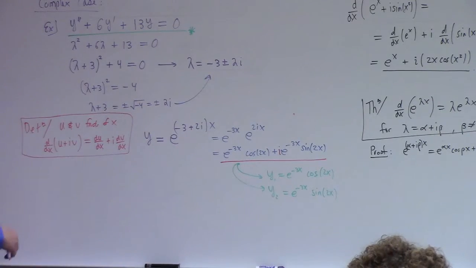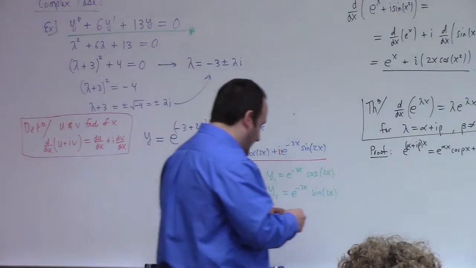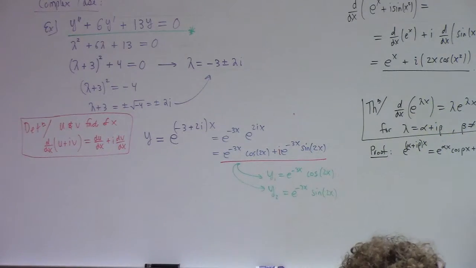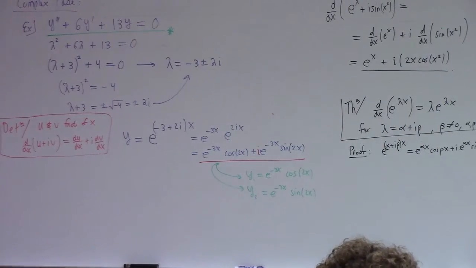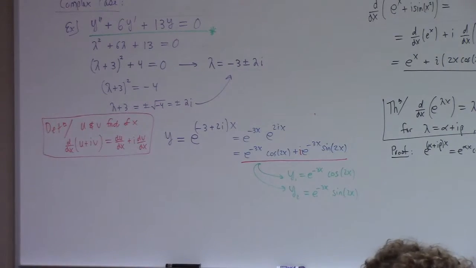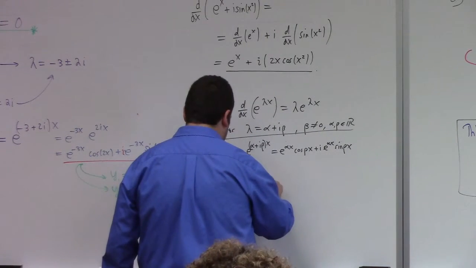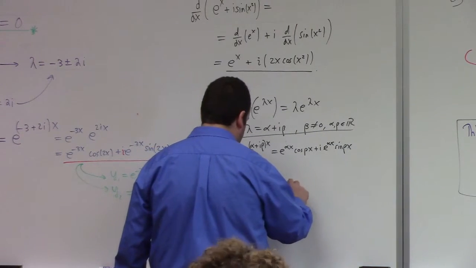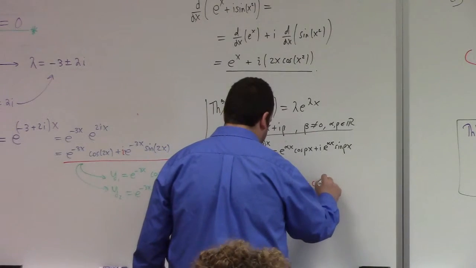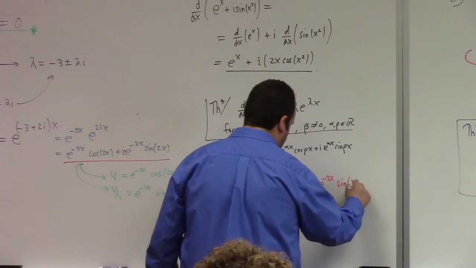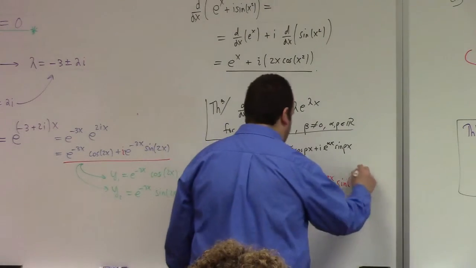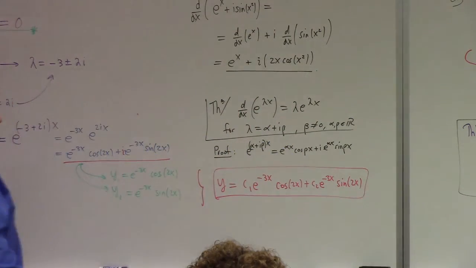And the general solution is simply formed by taking a linear combination of those. So the answer to this example that I started us with is as follows. The general solution is y equals c1 e to the minus 3x cosine 2x plus c2 e to the minus 3x sine 2x. And there you have it. That's the general solution to this example. So that's case 3 in our recipe.